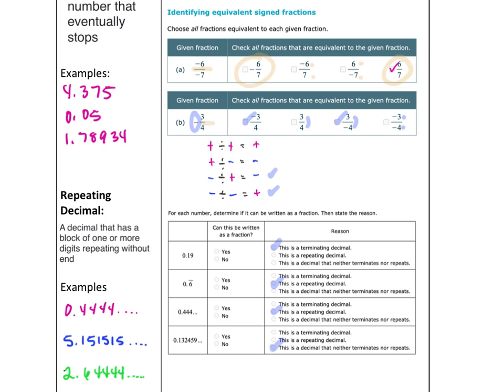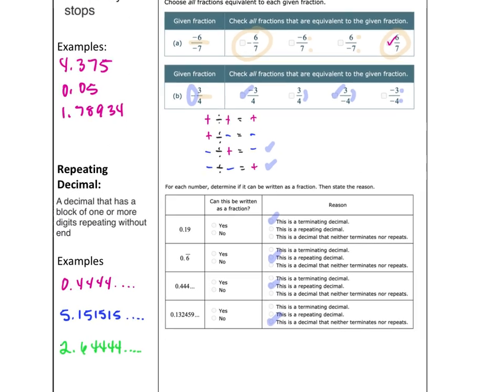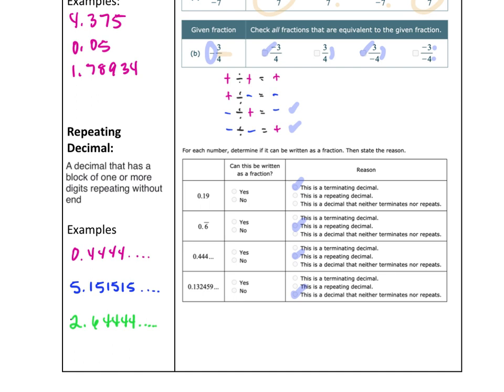So sometimes we use what's called bar notation with that. If we were using bar notation, the first one would be 0.4 with a bar over the top, because that means it continues on. We would write the next one as 5.15 with a bar over the top, and this one as 2.64 with a bar over the top. Notice we don't put the bar over the 6, because the 6 isn't what's repeating, it's the 4 that repeats. Okay.